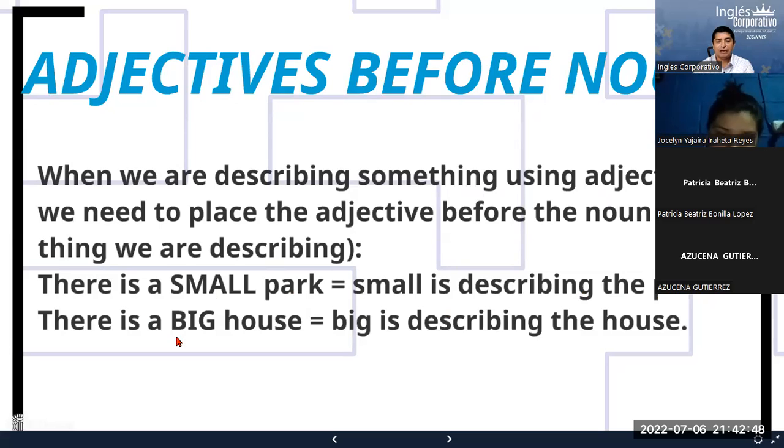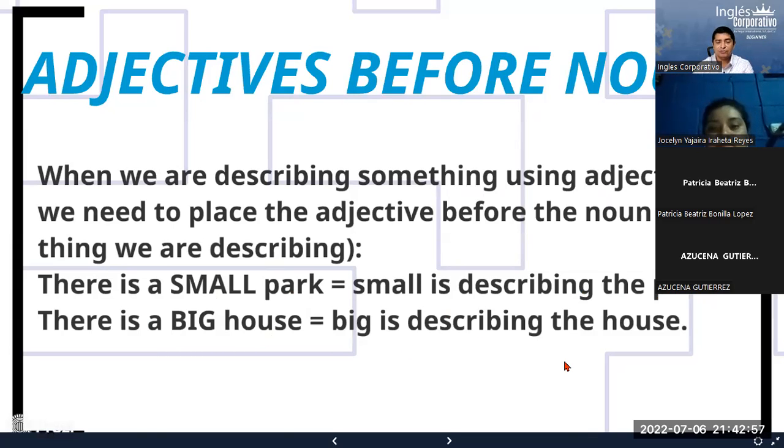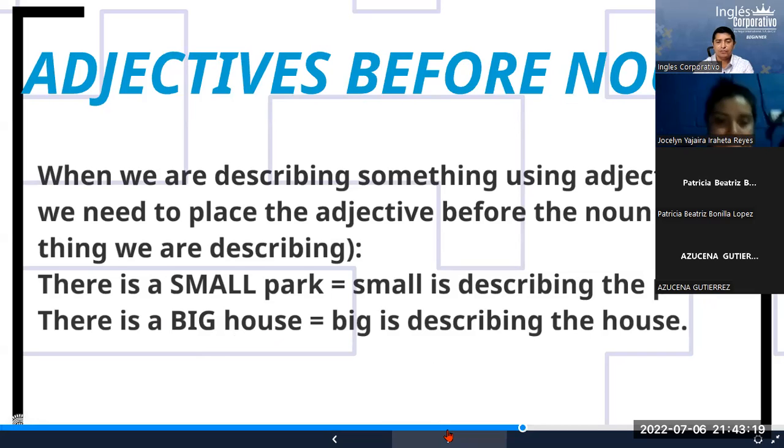There is a big house. Hay una casa grande. Una gran casa, you know. Big is describing the house. Entonces, cuando eso sucede, va antes del nombre, mire. Y ojo con este a, que es un determinante que le está diciendo a usted que es uno, por eso está hablando de singular. There is a small park. There is a big house. Pregunte cuando considere, por favor.